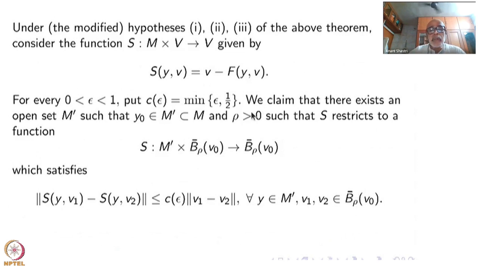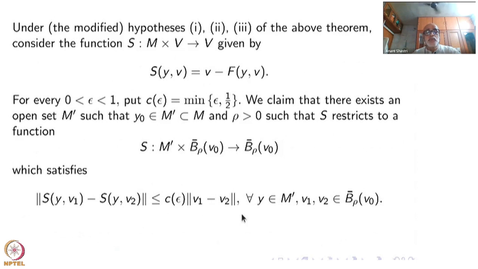Part of this, remember, is the existence of this M prime and rho. This was a part of A, right? But the conclusion is slightly in between, a weaker conclusion. We are not yet saying that there is a unique G and so on. G hasn't yet appeared. The first thing is the new function S has this property, namely S of Y V1 minus S of Y V2 is less than C epsilon times V1 minus V2 for every Y in M prime, V1 and V2 inside the closed ball.